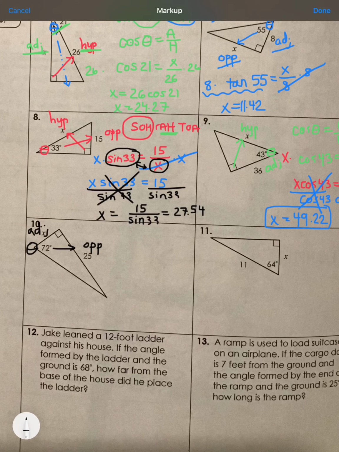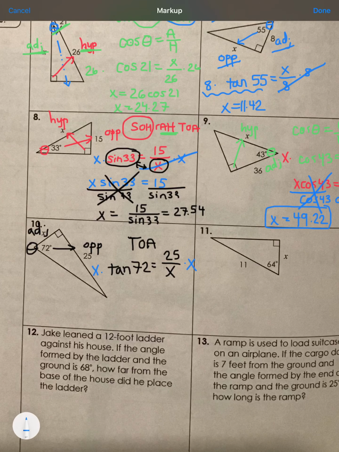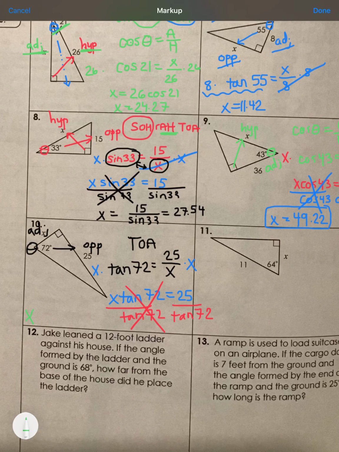So once again, we have our angle is theta. We have the side across from theta as our opposite. And the side next to theta is adjacent. So which one relates the opposite and adjacent? Well, that's the TOA. So we get tangent of 72 equals 25 over x. Multiply by x. And then divide it by the tangent of 72.